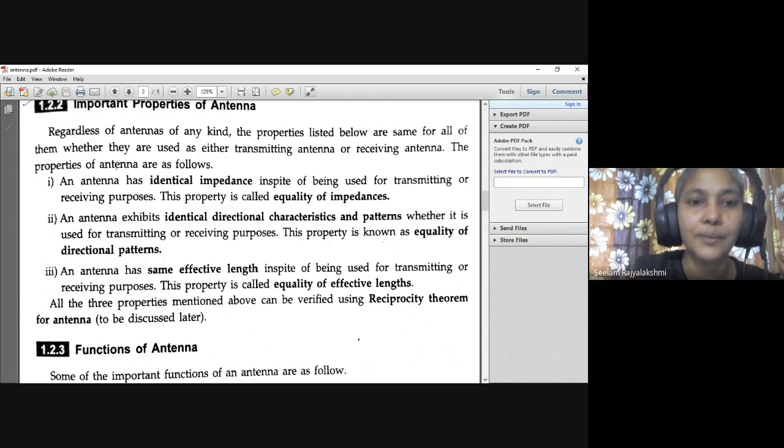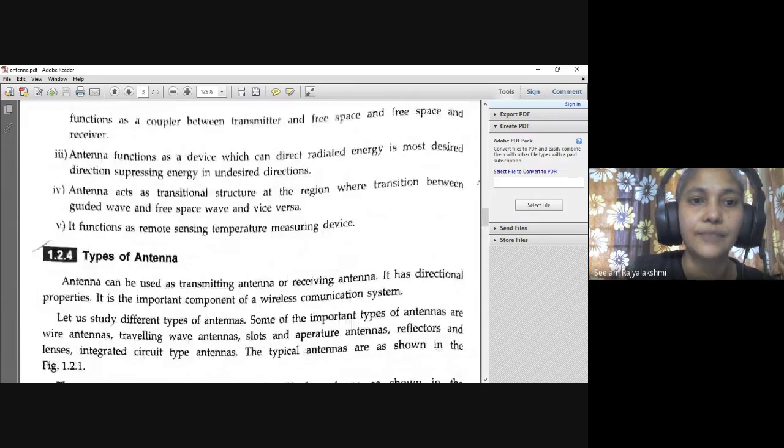All the three properties mentioned above can be verified by using the reciprocity theorem for antennas, to be discussed later. So we have the property of equality of impedances, equality of directional patterns, and equality of effective length. These are the properties of transmitting or receiving antennas. Now let us see the functions of an antenna.